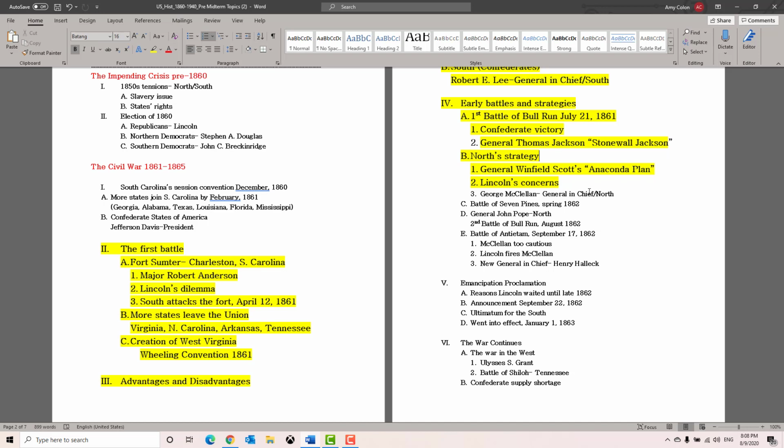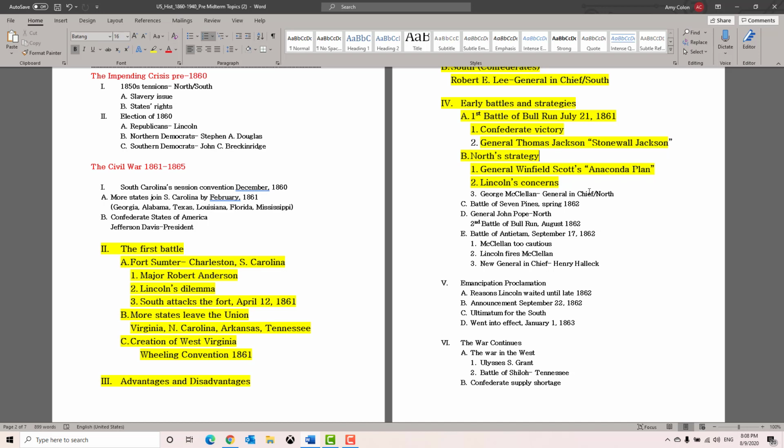That's the first part. The second part of the Anaconda Plan was to get control of the Mississippi River as a supply route for the North and as a way to divide the South and prevent the South from using the river for supplies. So that was the second part, to gain control of the Mississippi River, kind of divide the South and use it as a supply line.